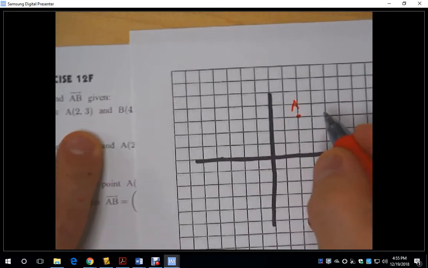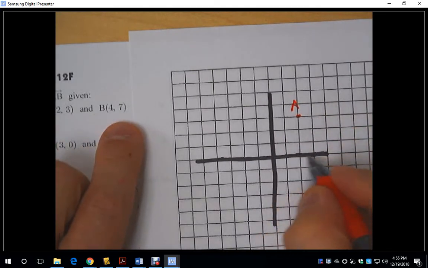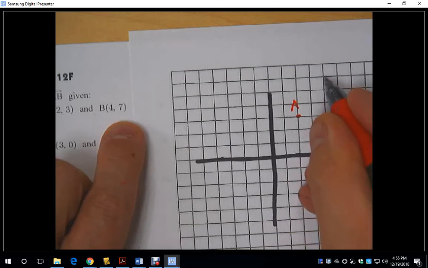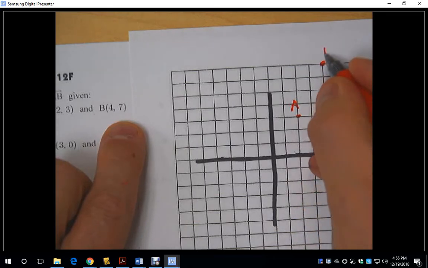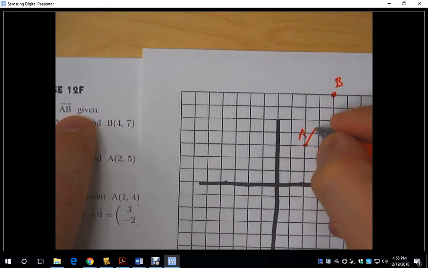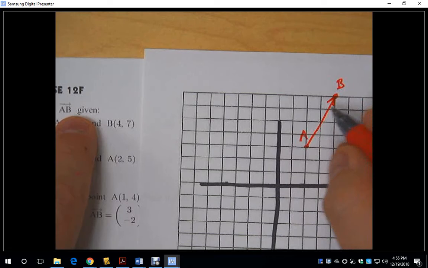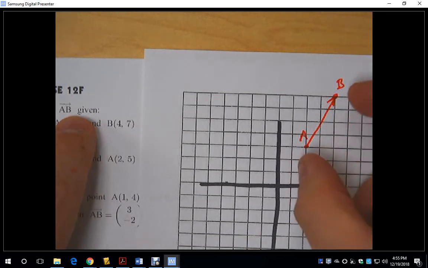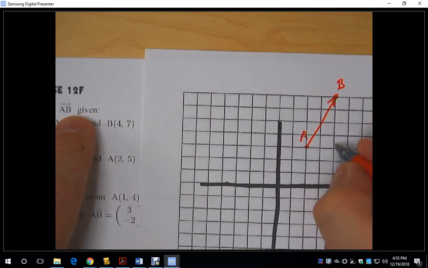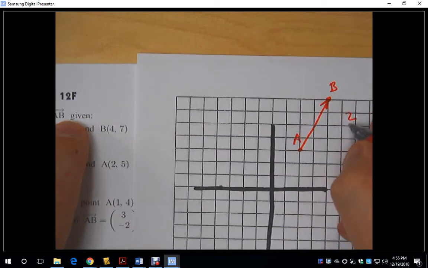We have point B, which is at 4 over and 1, 2, 3, 4, 5, 6, 7. This point here, this is B. I need to find this vector from A to B. So this vector, if you remember, vectors have a direction and a magnitude. The magnitude is the size. The direction is 2 to the right and 4 up.